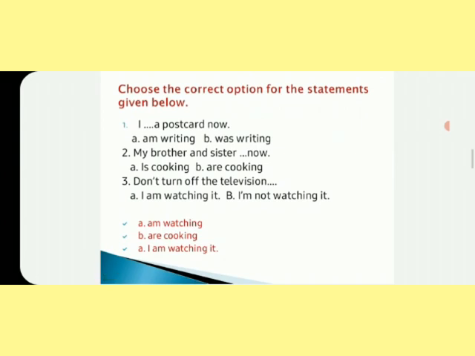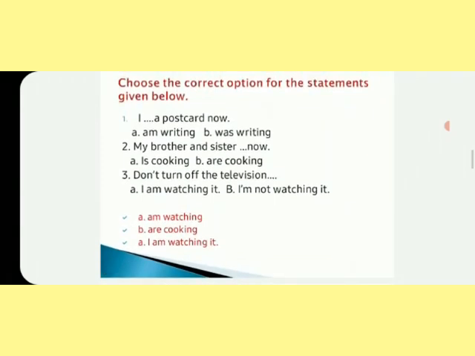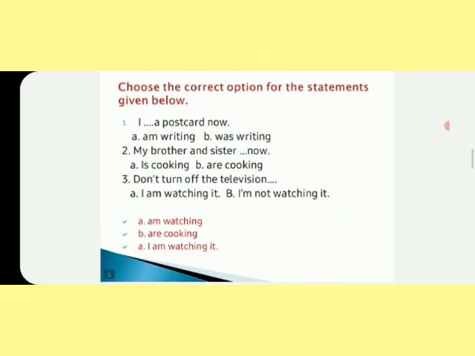Right, am writing. Number 2, my brother and sister now, so which option would you choose? Are cooking, correct. Okay, and number 3, don't turn off the television, which option would you choose? Am watching it, correct. So all of you are progressing in the knowledge of the tense. Good. So number 1, am watching. Number 2, are cooking. And number 3, am watching it.